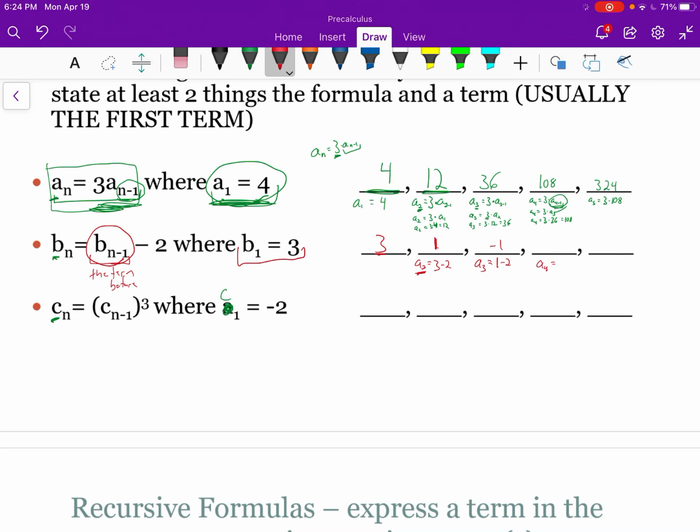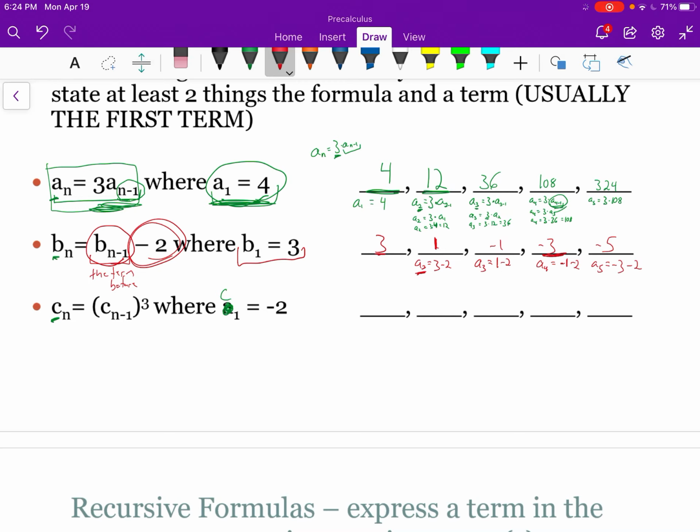The fourth term is going to be the term before the fourth one, which is the third one, so negative 1. And we're still subtracting 2. And the fifth term is going to be the term before the fifth term, which is the fourth term, which was negative 3. Subtract 2.